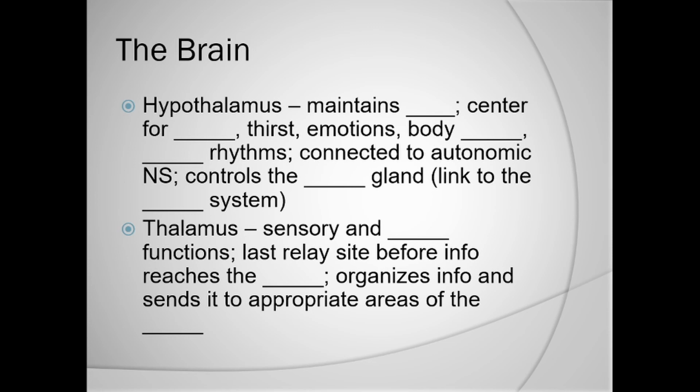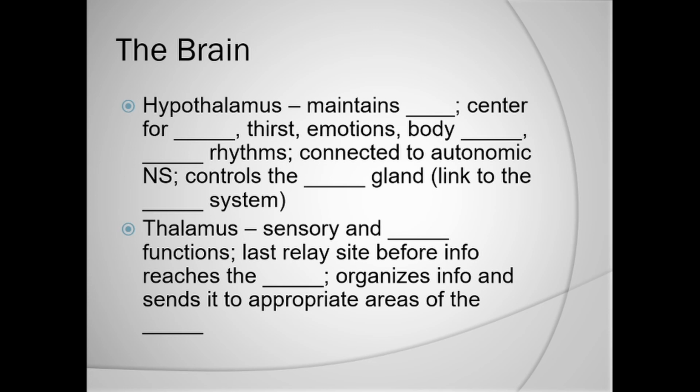And then the thalamus is where sensory and motor functions, so our 5 senses and also our ability to move and control muscles, skeletal muscles, cardiac muscle, and smooth muscle. It's the last relay site before information reaches the cerebrum. And it organizes the information and sends it to appropriate areas of the cerebrum.